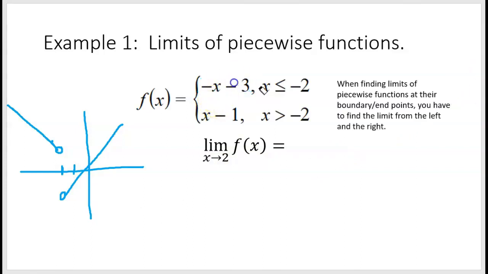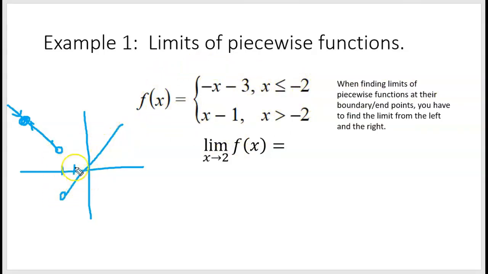This would actually be a pretty good little note to write here on your notes. When finding the limits of a piecewise function at its boundary points, what do I mean at the boundary point? Well, if I asked you to find the limit right here, you could just do direct substitution. You're going to get a good answer because there are no holes, gaps, or jumps. But at a boundary point, when you're looking at an equation, I don't know.